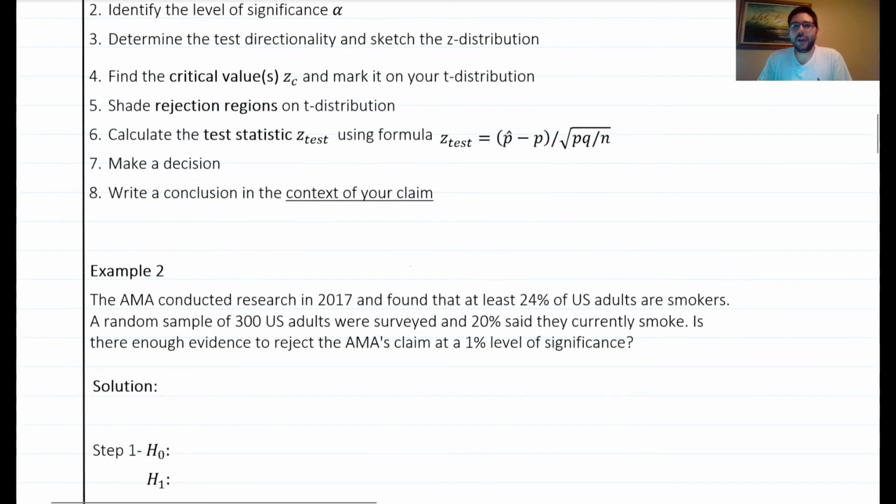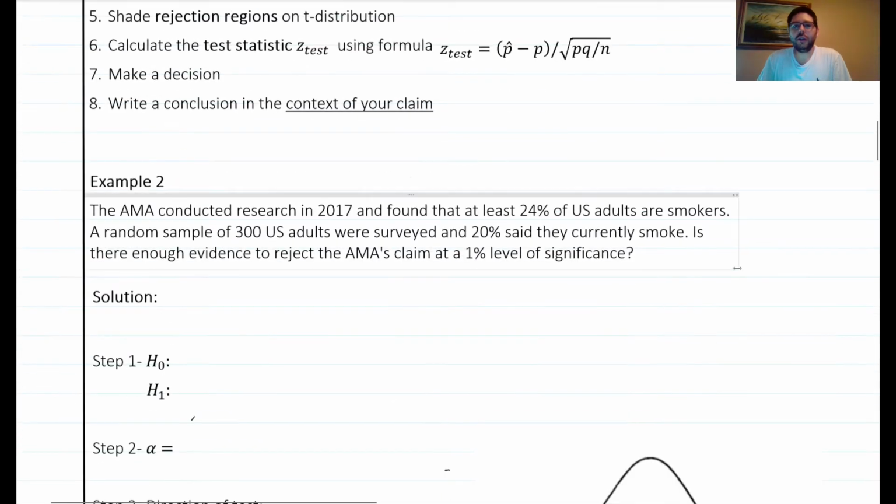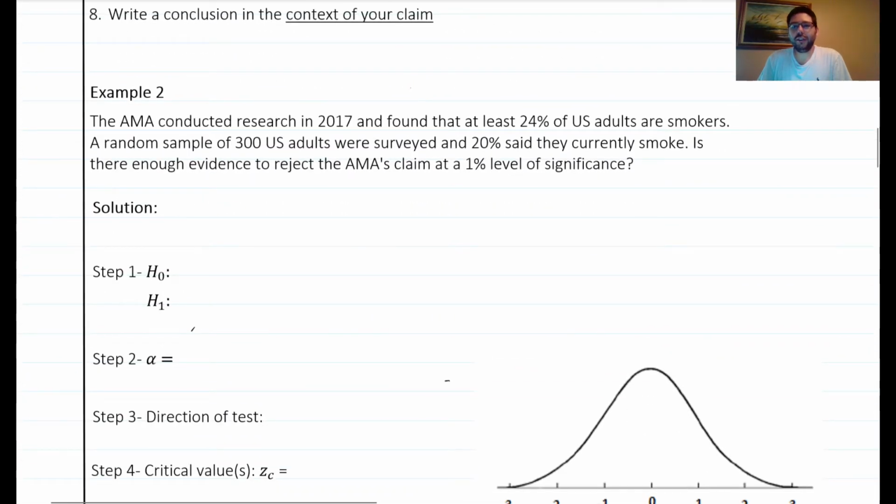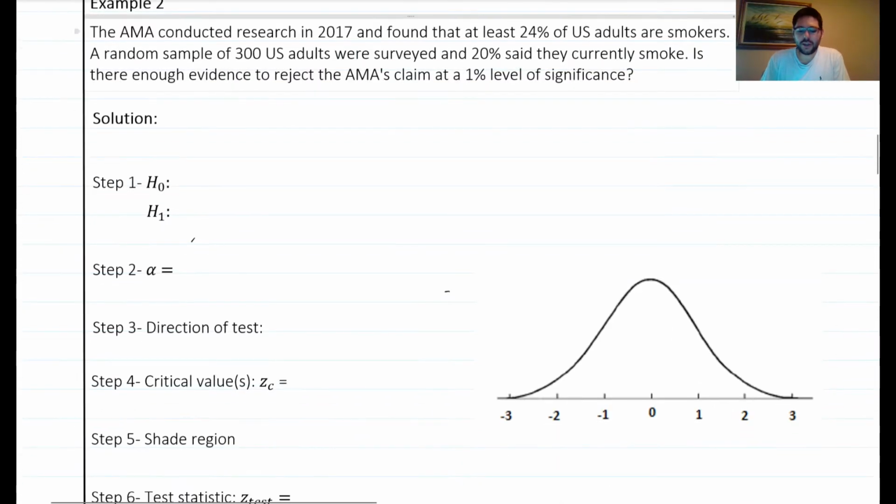So let's look at an example of using the steps. The AMA conducted research in 2017 and found that at least 24% of US adults are smokers. A random sample of 300 US adults were surveyed and 20% said they currently smoke. Is there enough evidence to reject the AMA's claim at a 1% level of significance? All right, so they do give us the claim. They actually tell us directly what the claim is.